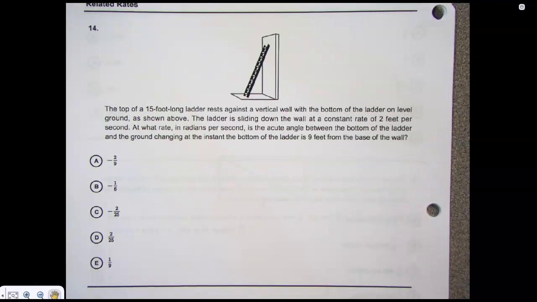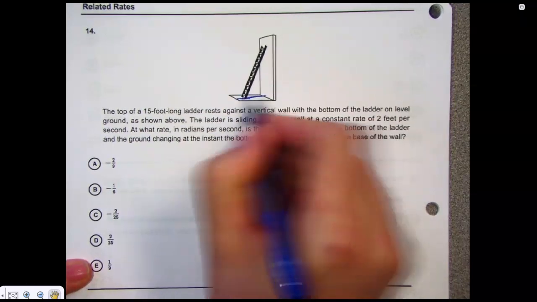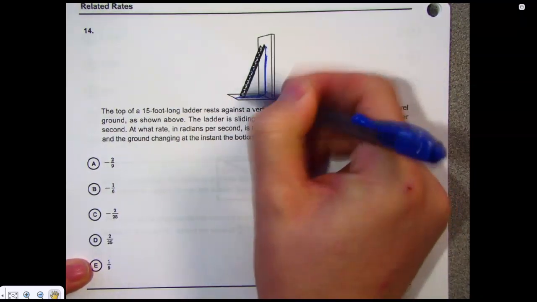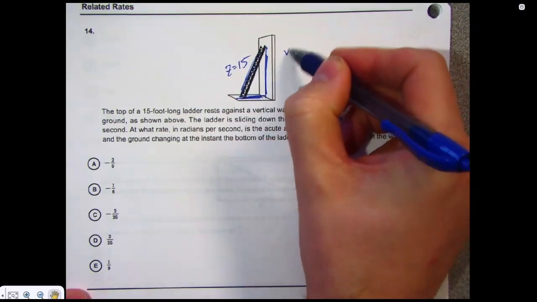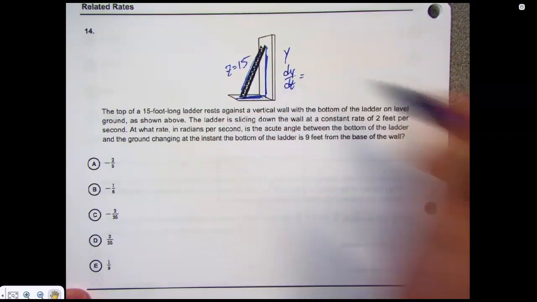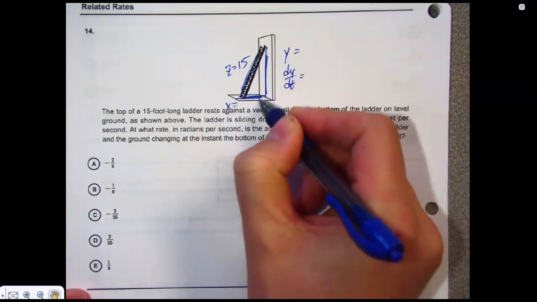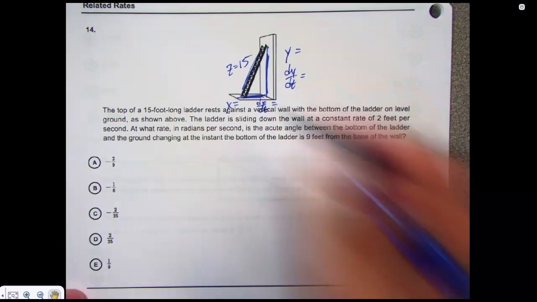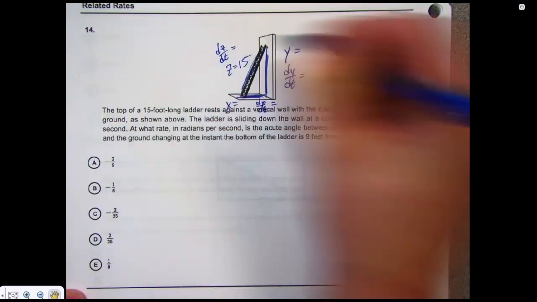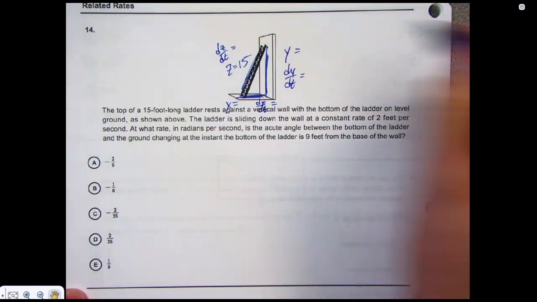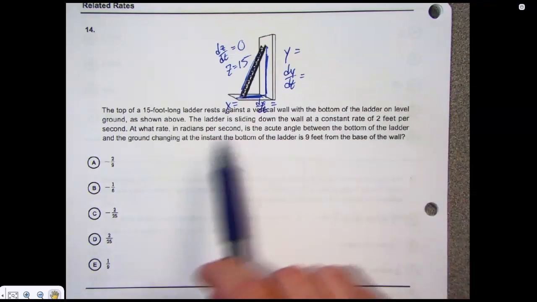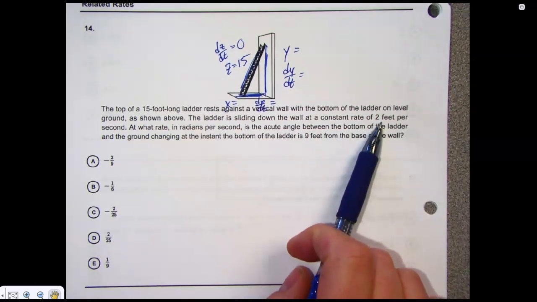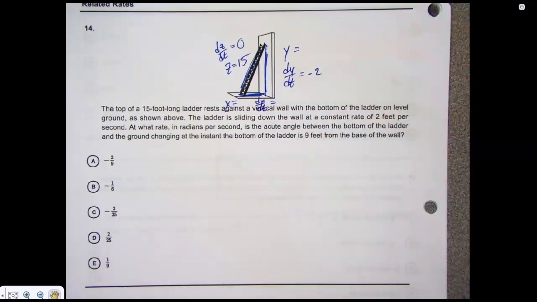So, 15-foot long ladder. We got a Pythagorean theorem here, right? Because we're gonna have a right triangle. So z is 15. That's the length of the ladder. And I'm gonna call the up and down y, and I'm gonna have dy/dt. And then the bottom I'm gonna call x, and I'll have dx/dt. What's dz/dt in this situation? It's 0. That's how fast the ladder length is changing. It's just not, right? So the ladder is sliding down the wall at a constant rate of 2 feet per second. So dy/dt is -2.